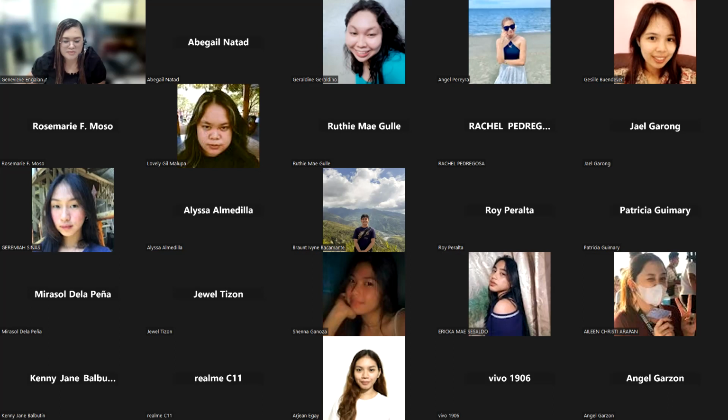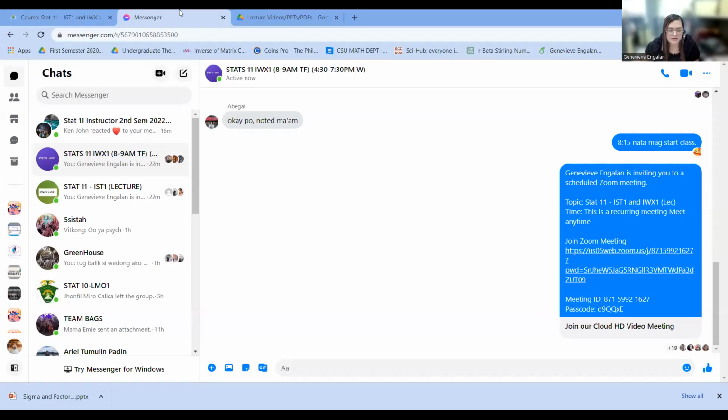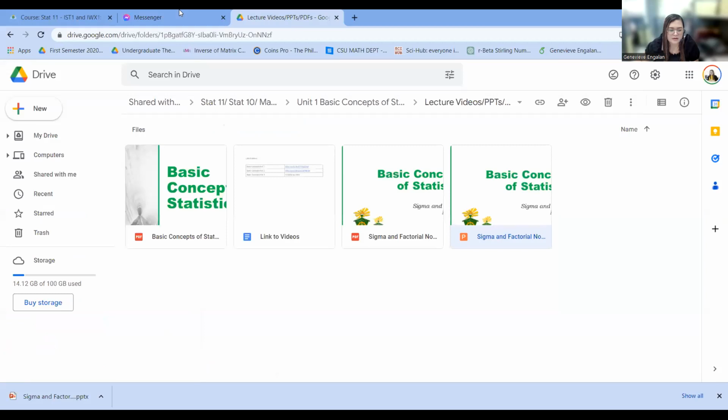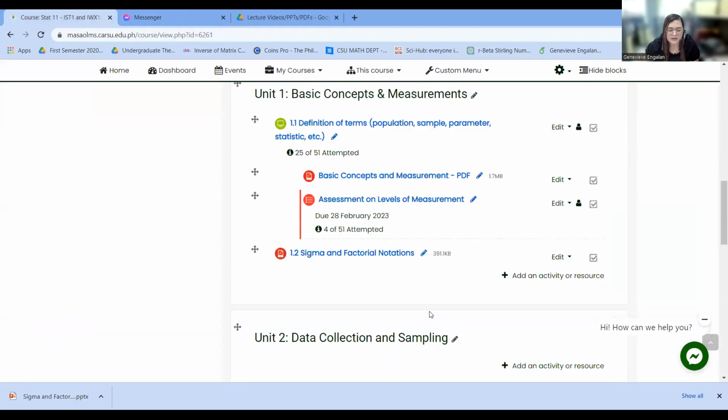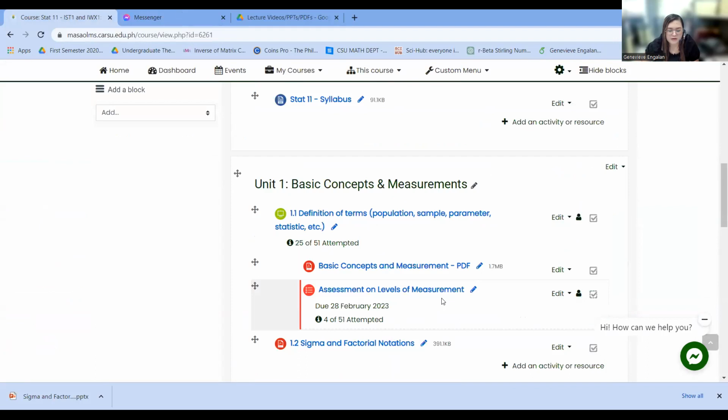Okay, for the assessment on levels of measurement, this is available in our LMS. This one. The assessment for levels of measurement has 4 attempts out of 51 so far. So, this is due today, since we are running out of time. Then, the next topic is coming up soon.